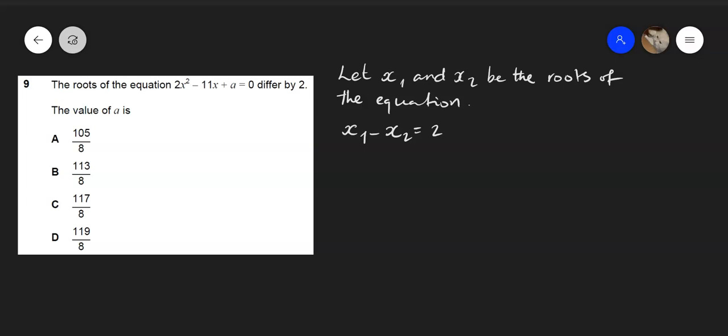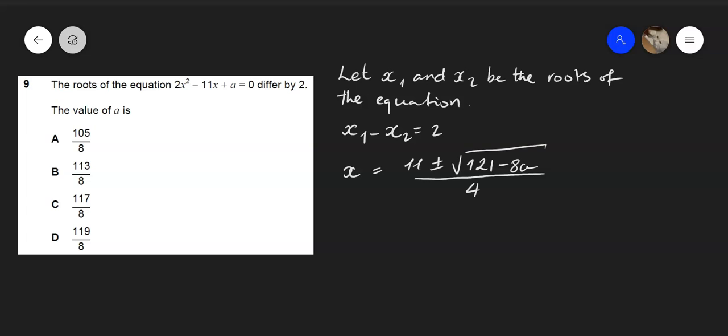So the roots of the equation are found by the formula 11 plus minus the square root of 11 squared, which is 121, minus 4 times 2 times a, which is 8a, altogether. And this is divided by 4. That's 2a. 2 times 2 is 4.